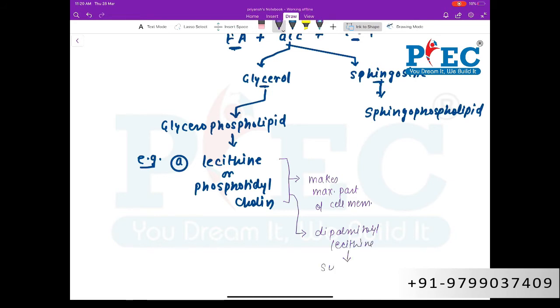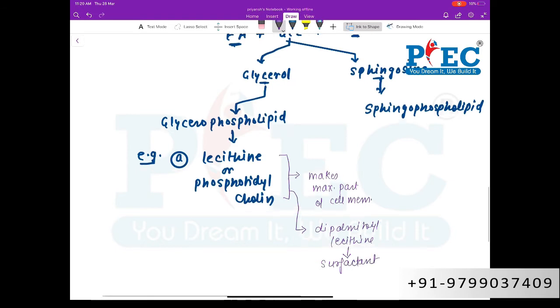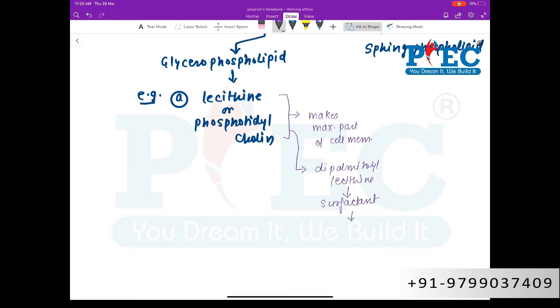It is a constituent of surfactant found in the lung, secreted by type 2 pneumocytes. So this is the first example of glycerophospholipid. The second example is cardiolipin.